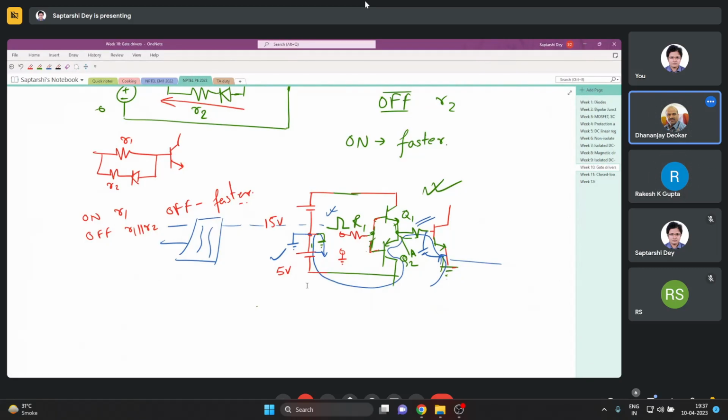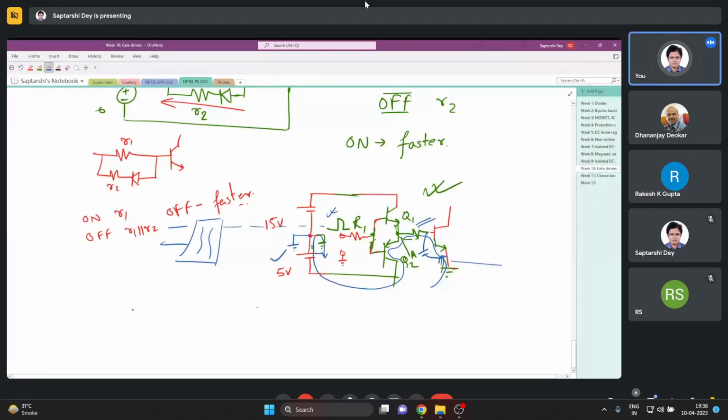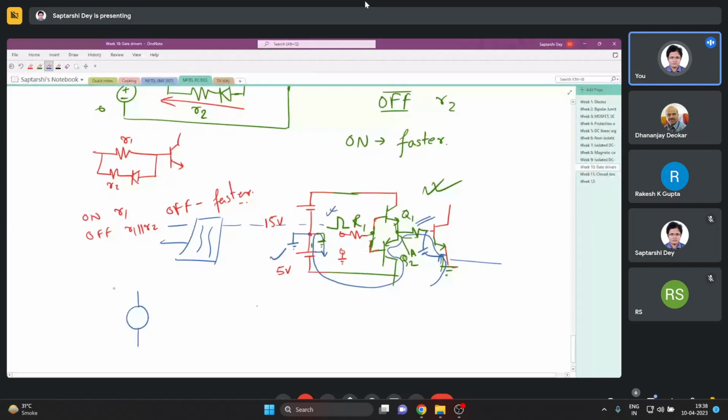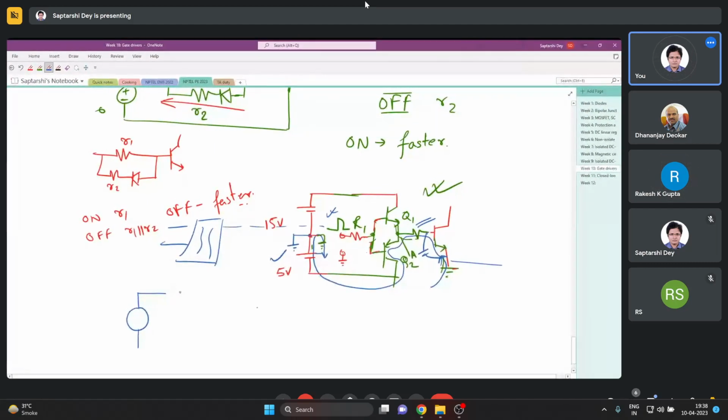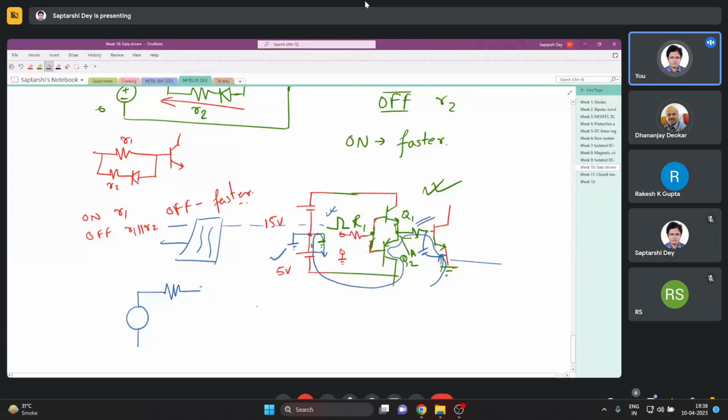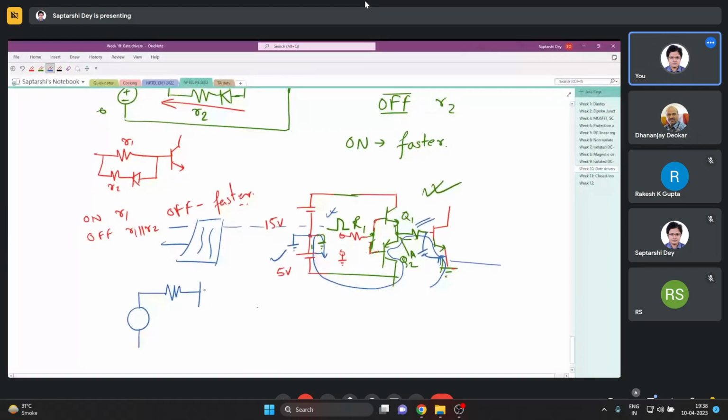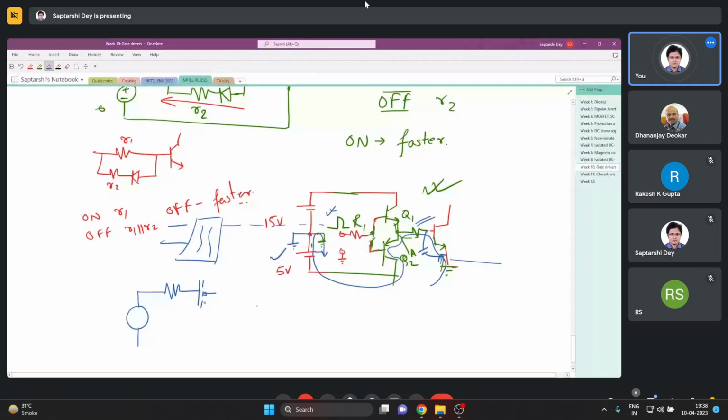Sir, how can you ensure that during off time this discharging capacitor gets discharged completely? Even if we do not consider this circuit, say if I have, okay, let me draw a general gate driver circuit. So this is the one. Since we are talking about capacitors, let me draw a MOSFET.